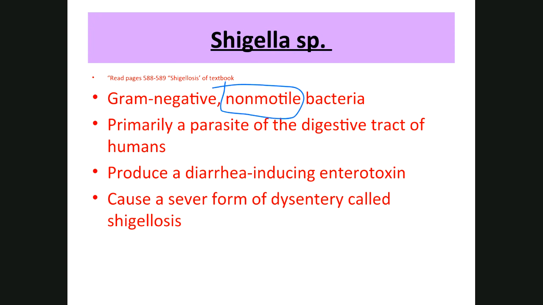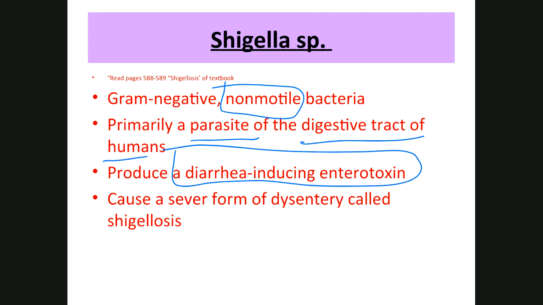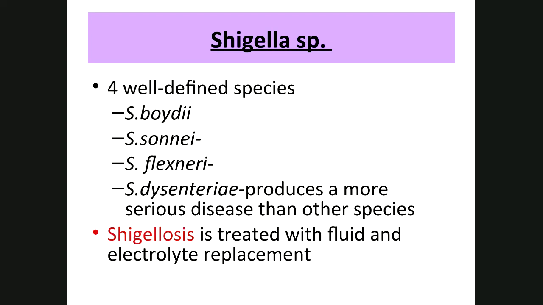Shigella is non-motile, typically found as a parasite of the digestive tract of humans, and produces diarrhea, which is caused by an enterotoxin that the organism has. The condition is called dysentery. Sometimes it's also called shigellosis. There are different strains of the bacteria, and all of them cause dysentery or shigellosis. The worst one is Shigella dysenteriae itself.